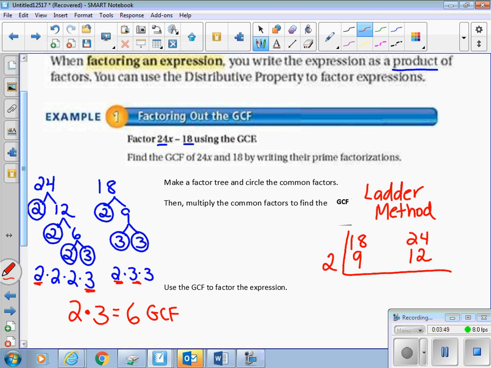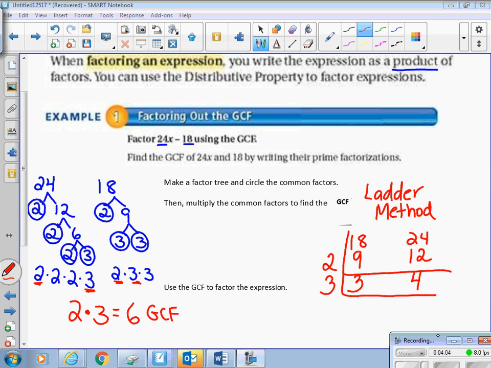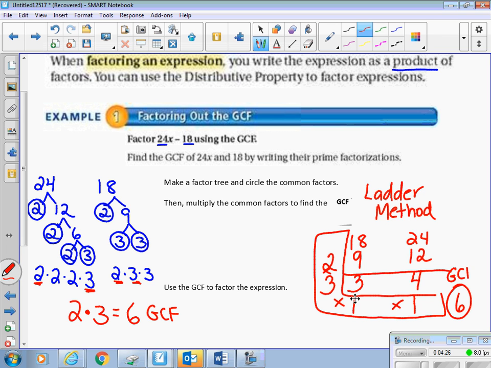Is there another number that can go into 9 and 12 now? What goes into 9 and 12? 3 does. 9 divided by 3 is 3, and 12 divided by 3 is 4. Is there a number that can go into 3 and 4 evenly? No, only 1. So that means that we are done. We can put the 1s down here since we're done. And we're going to multiply everything out here in our ladder. 2 times 3 times 1 times 1 is still 6. So again, the GCF is 6.